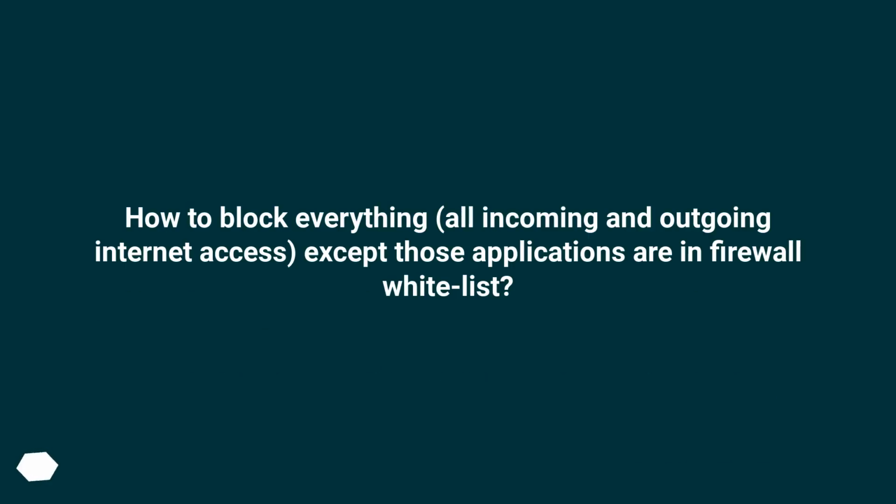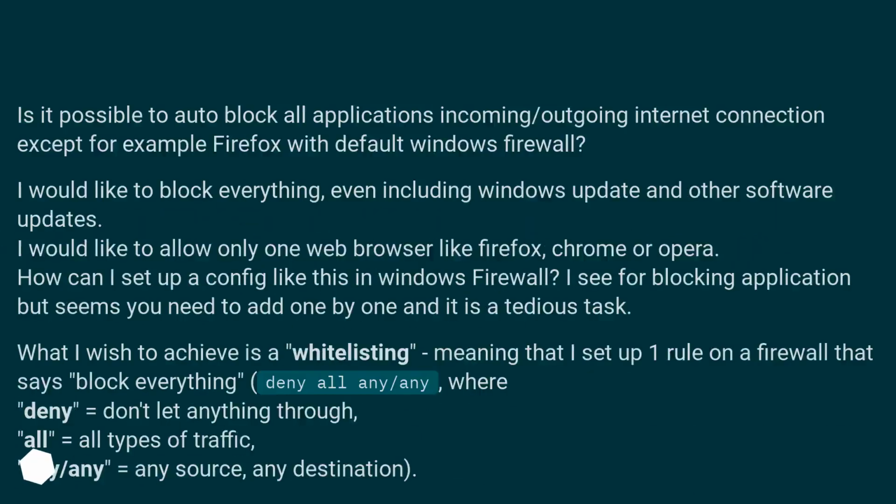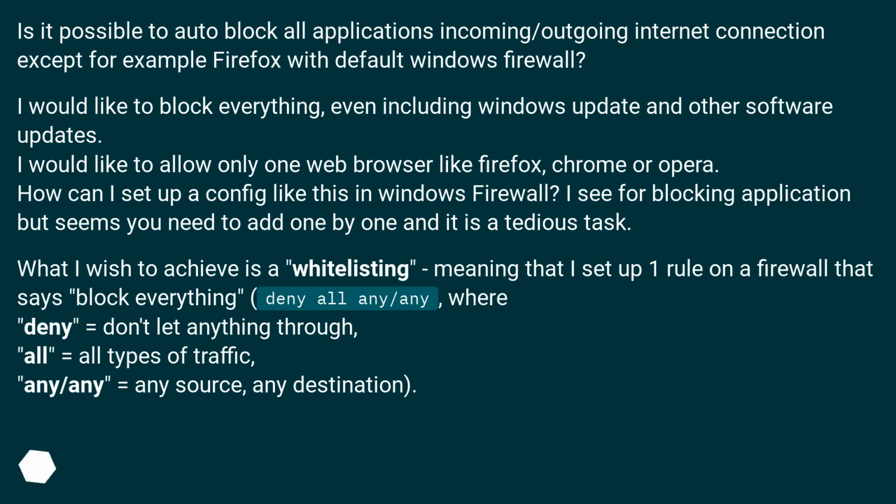How to block everything, all incoming and outgoing internet access, except those applications in the firewall whitelist. Is it possible to auto-block all applications' incoming/outgoing internet connections except, for example, Firefox, with the default Windows Firewall? I would like to block everything, even including Windows Update and other software updates. I would like to allow only one web browser like Firefox, Chrome or Opera. How can I set up a config like this in Windows Firewall?